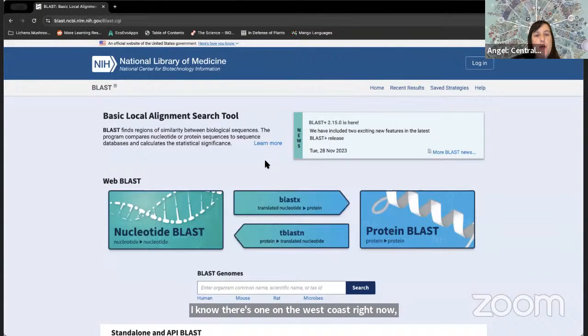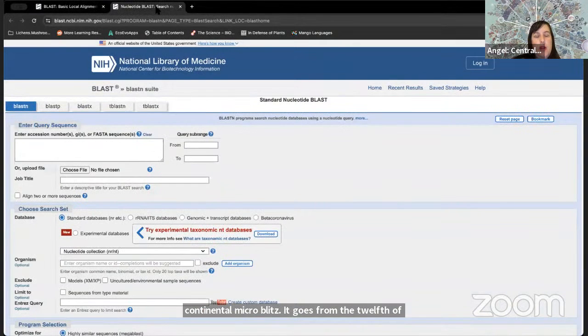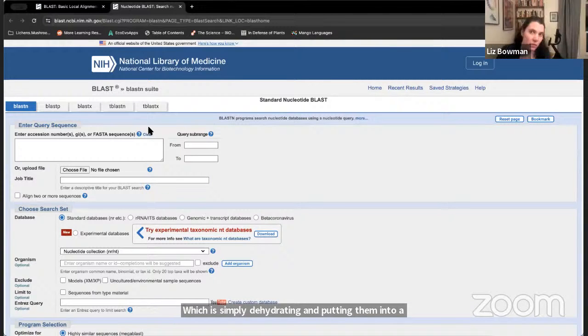It goes from the 12th of January to the 28th. You can send in any sample, and they have protocols for preserving them before you send them in, which is simply dehydrating and putting them into a freezer before you send.